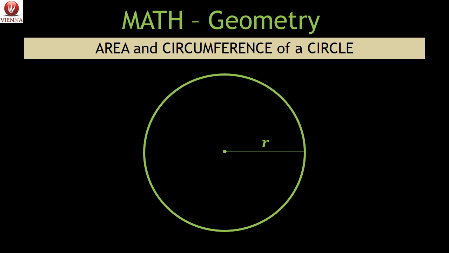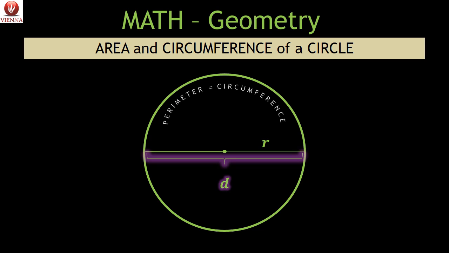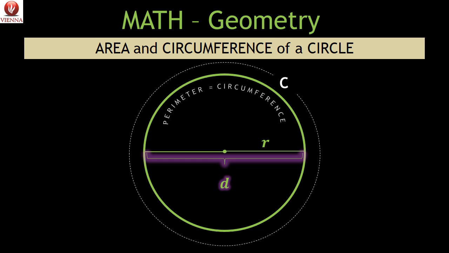So you have a circle with a center point. A line from the central point to any point on the circle itself is called the radius. If you double that, that is the diameter. And the perimeter around the circle, the distance around the circle, is known as the circumference. So we'll note that as a C. All right, so R is radius, D is diameter, C is circumference.